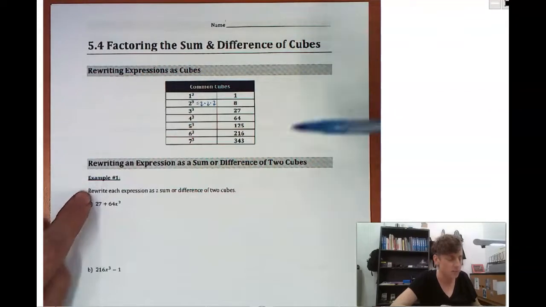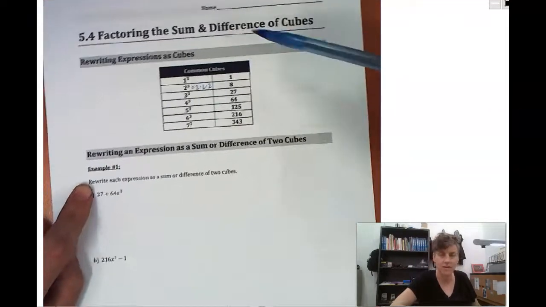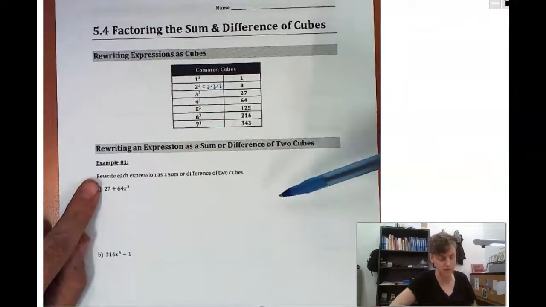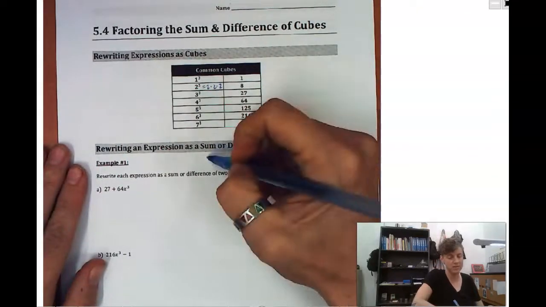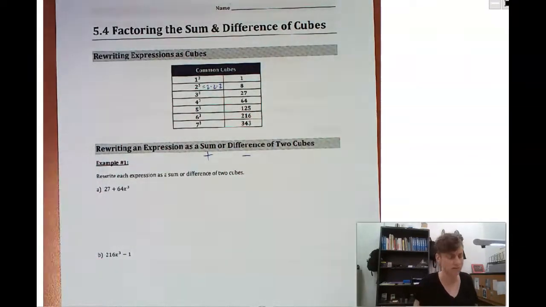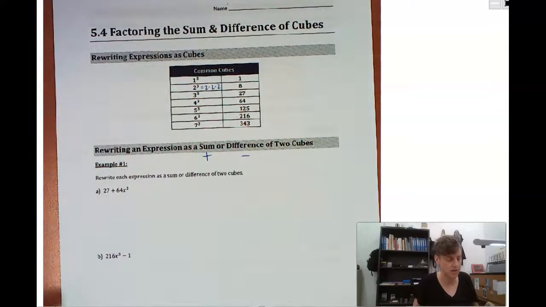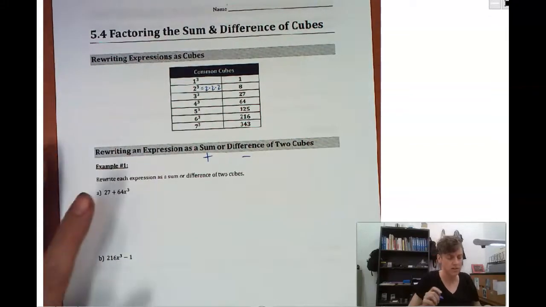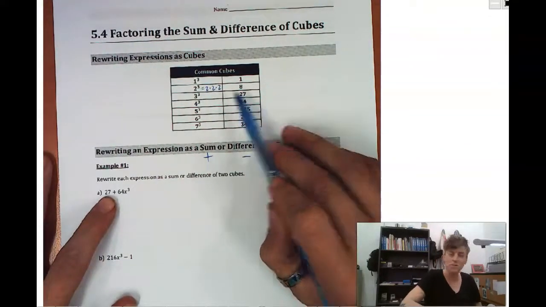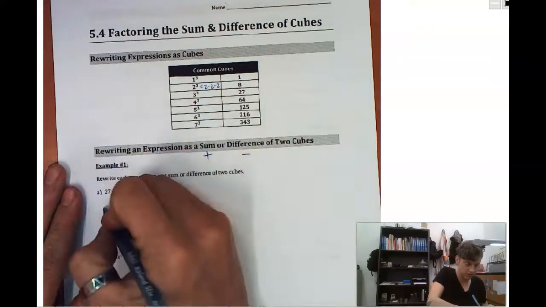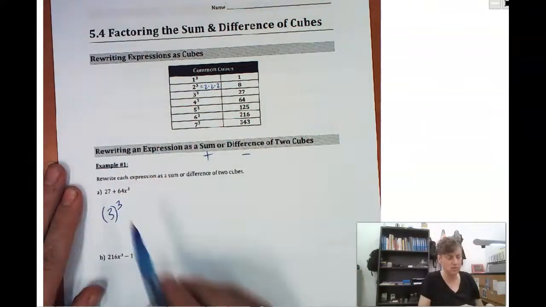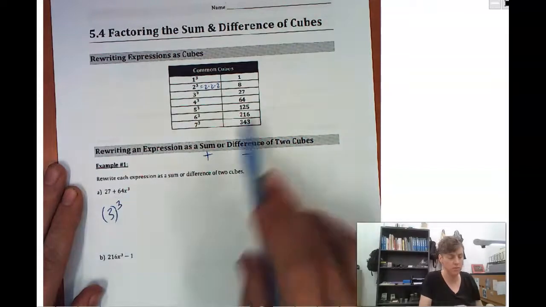Let's do some practice rewriting things as sums or differences. Sum meaning that we're going to add some stuff, difference meaning we are subtracting some stuff of cubes. So let's use this table and rewrite these 3 expressions as sums or differences of cubes. 27 is what cubed? It's 3 cubed.